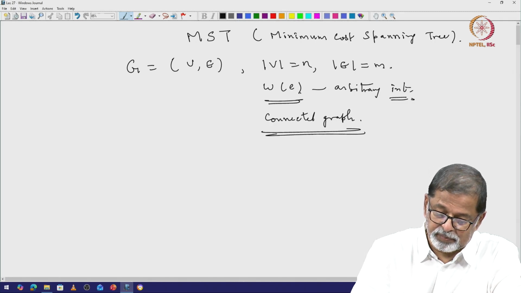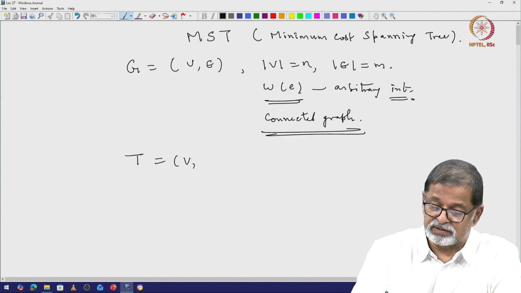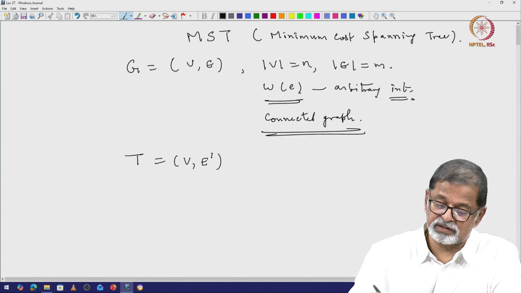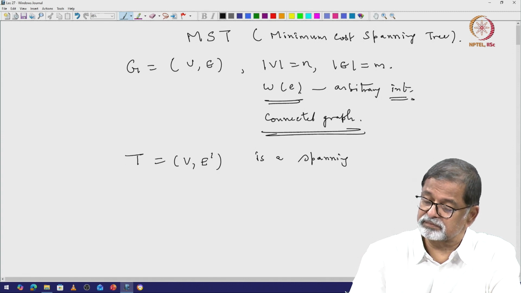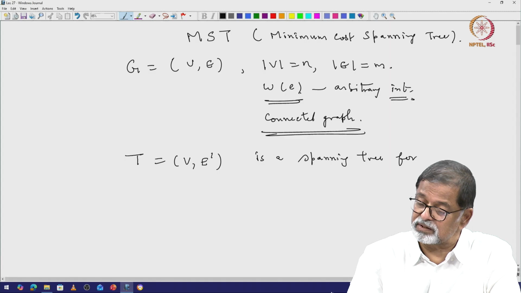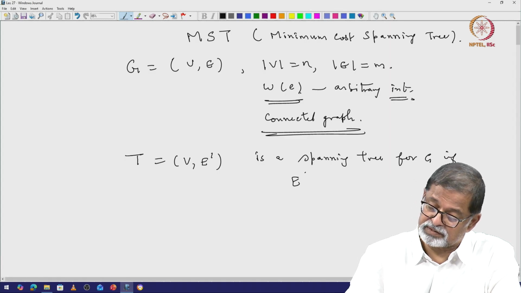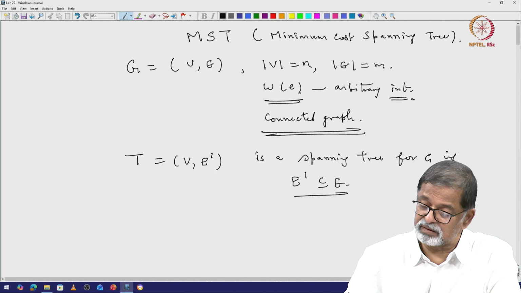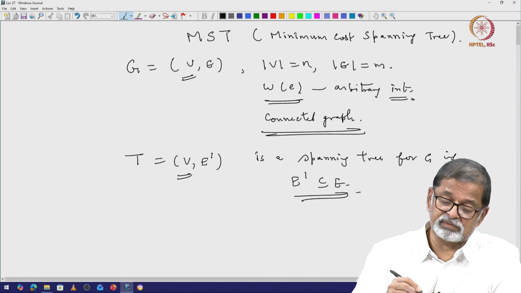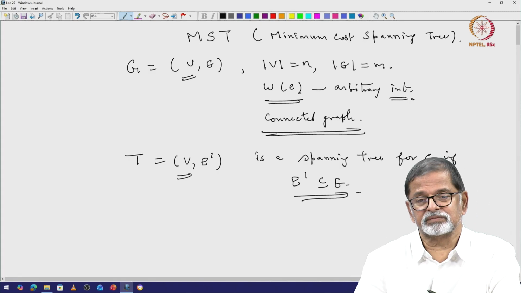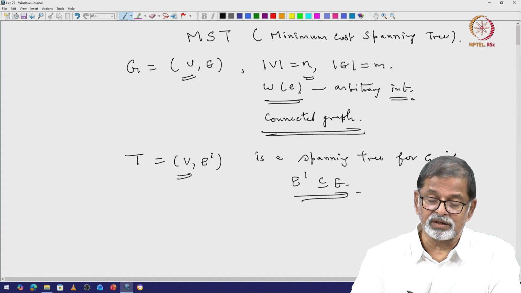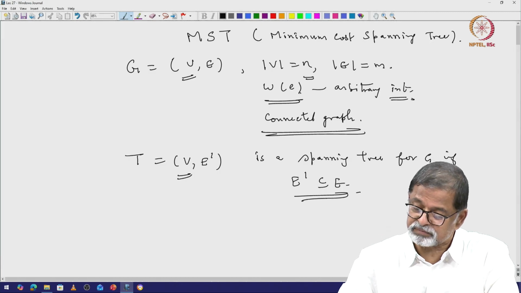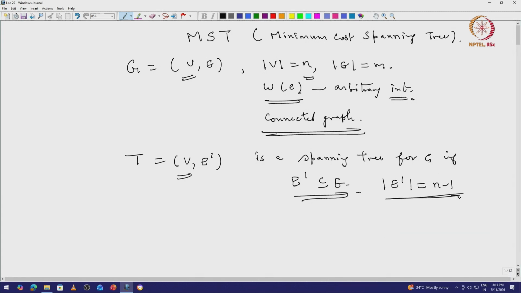A tree T with the same vertex set and edge set E dash is a spanning tree for G if E dash is a subset of E. Notice that vertex set is same, edge set is a subset, and every spanning tree with n nodes will have exactly n minus 1 edges. Cardinality of E dash is n minus 1. Every tree.